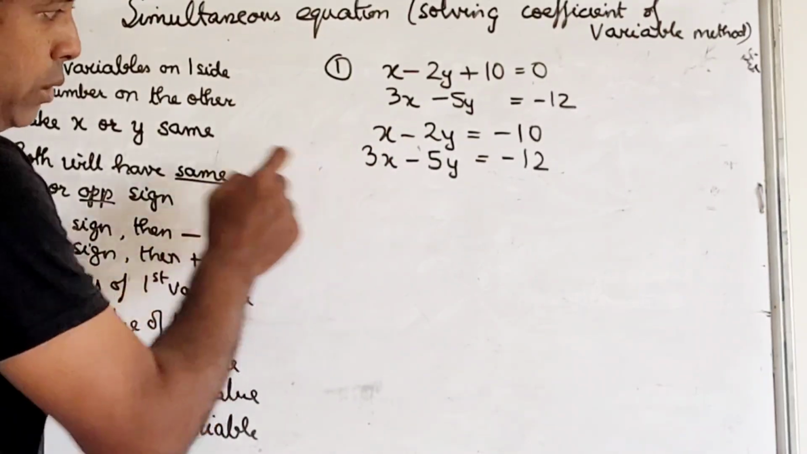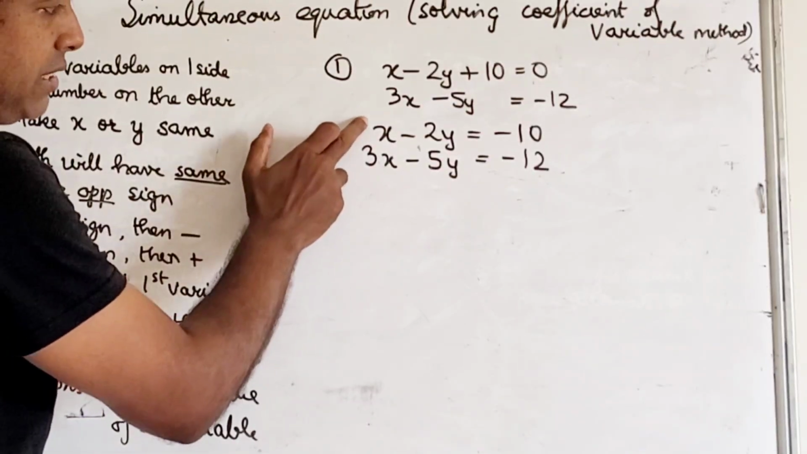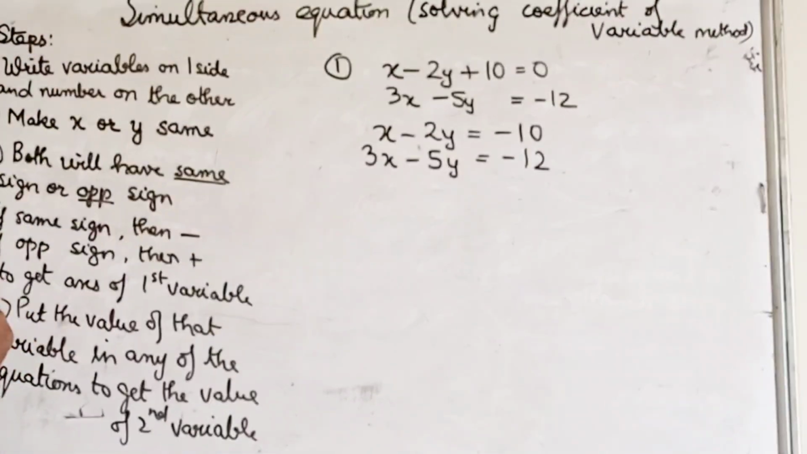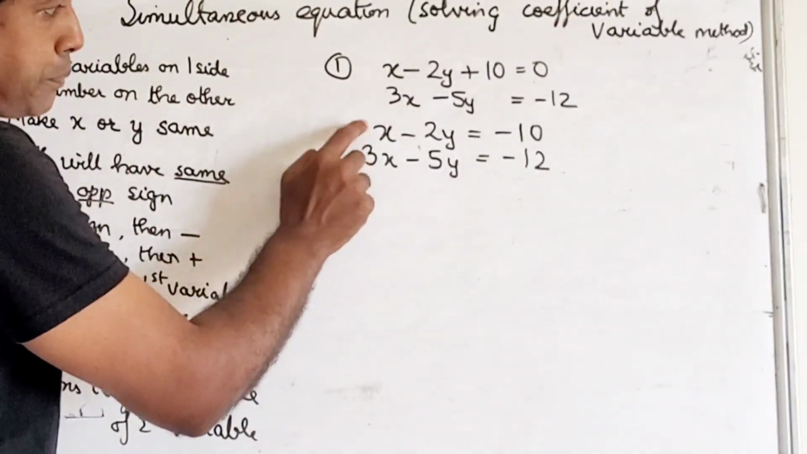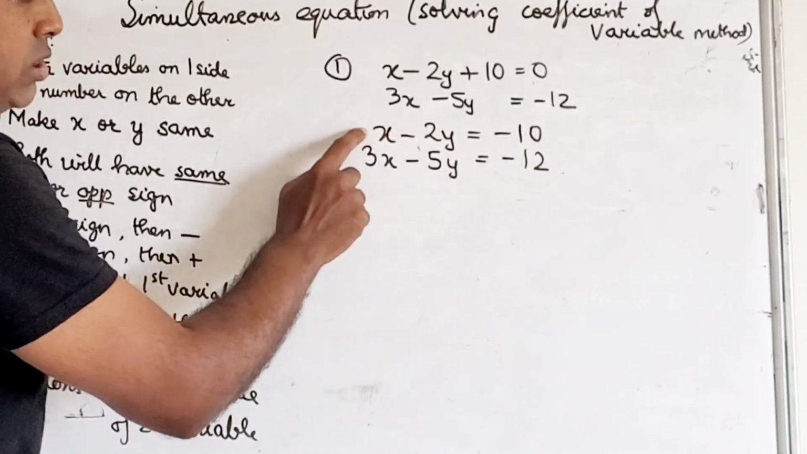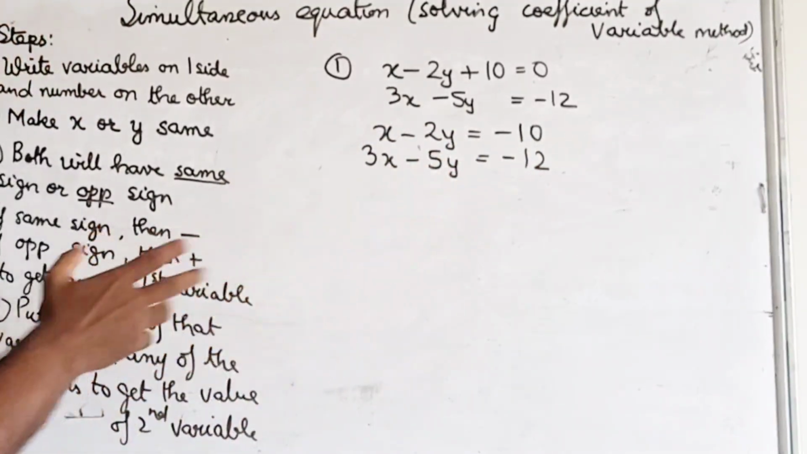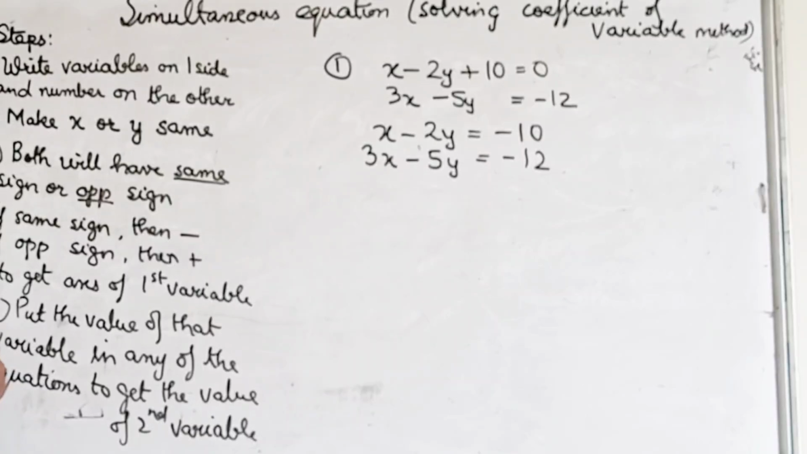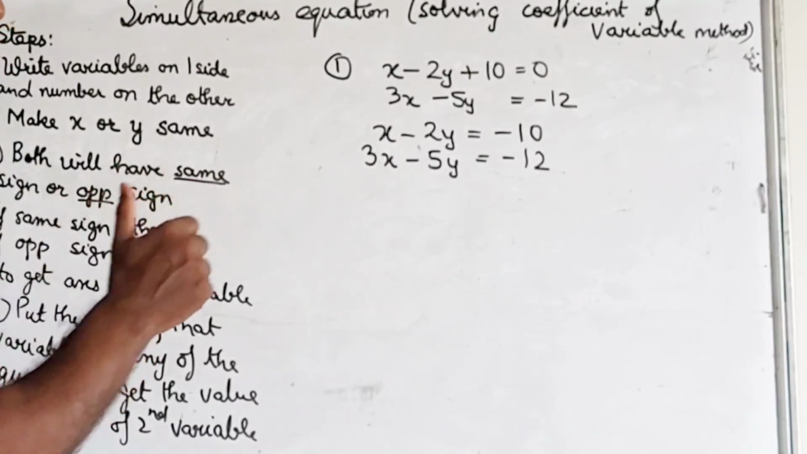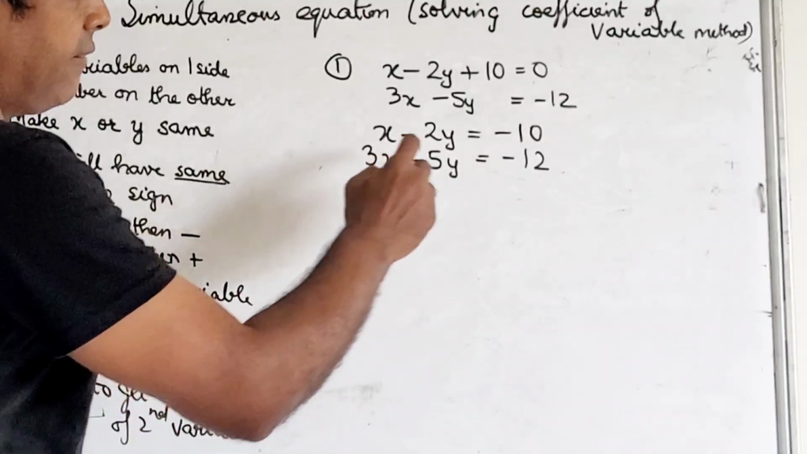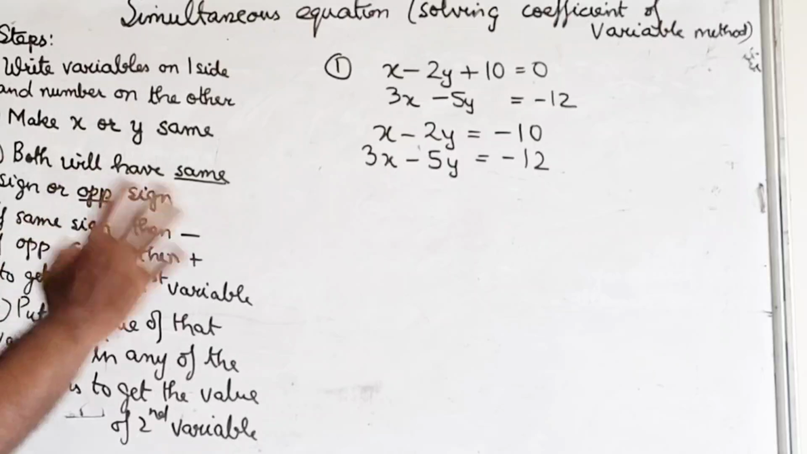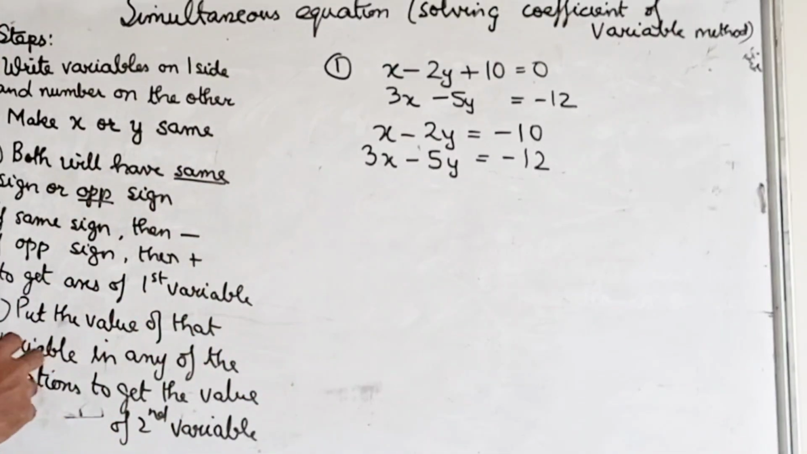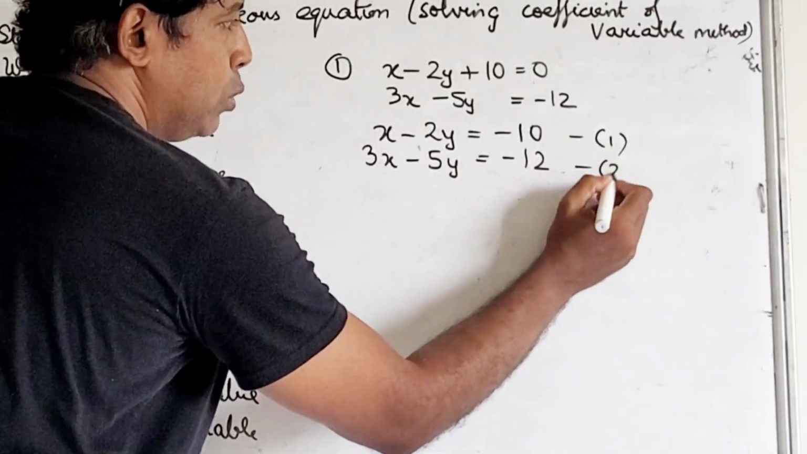Now look at these two equations. Here nothing is written, which means there is a 1, and here it is a 3. If you just multiply this equation by 3, our work will be done, because then this will become 3x. It is very easy to solve that way. But I'm going to make it a little more complex. I will make the y same. Whatever way you do it, you are going to get the same answer. So let's name them 1 and 2.